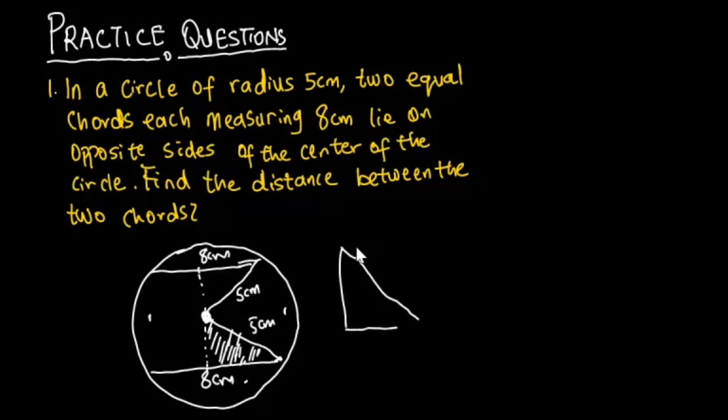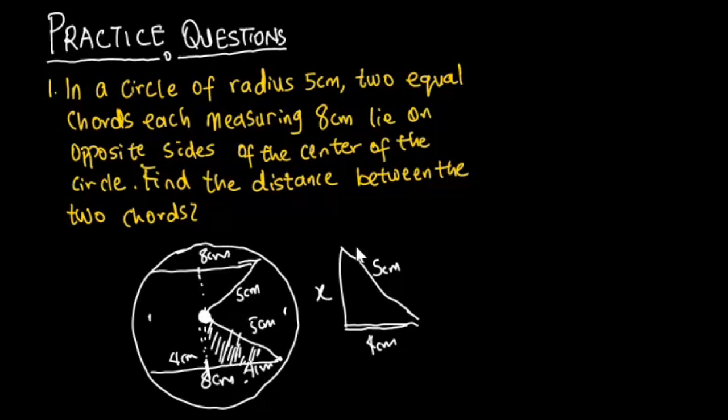Then I have this. Now remember, this line that runs from this center to this point cuts this 8 centimeter chord into 2 parts. So this is 4 cm, then this other side is 4 cm. Remember our theorem 1 and theorem 2. So this is going to be 4 centimeter. Remember, this is the radius, 5 centimeter, but we don't know what this side is.